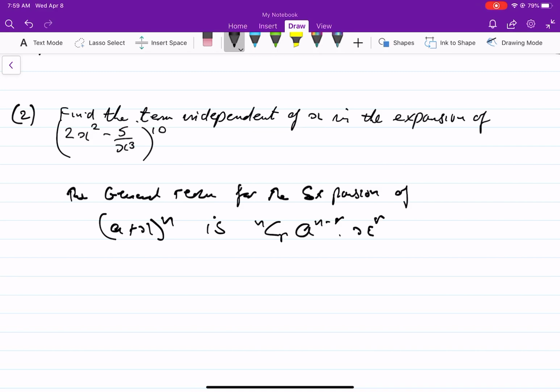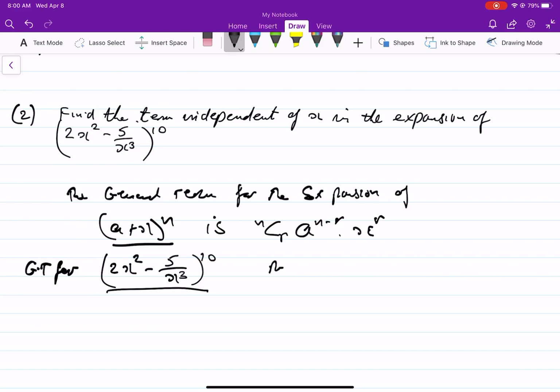So I'm going to try to derive the general term for (2x² − 5/x³)^10. If you compare this with this, you're replacing a with 2x², you're replacing x with −5/x³, and you're replacing n with 10. So that's what I'm going to do in the general term.